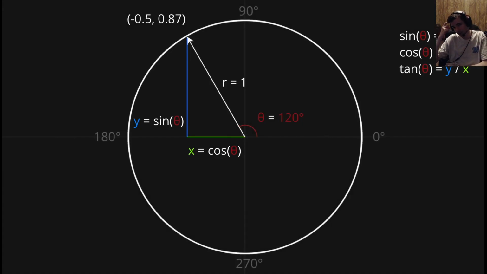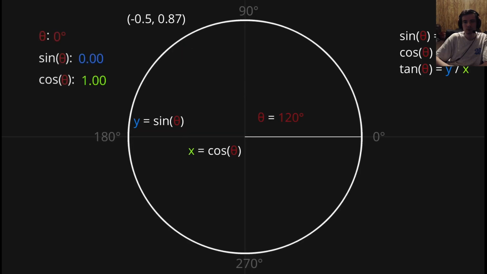So we saw that sine theta is simply the quote-unquote length of this blue line, and cos theta is the length of the green line.